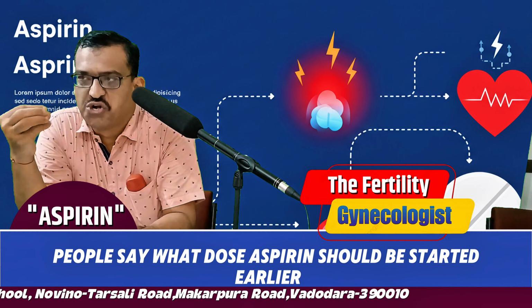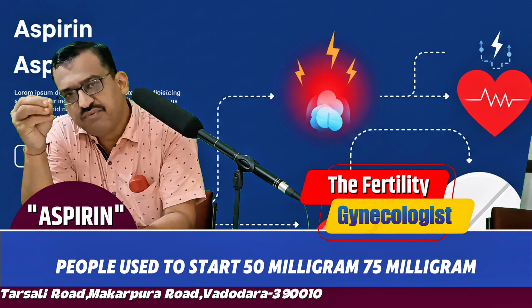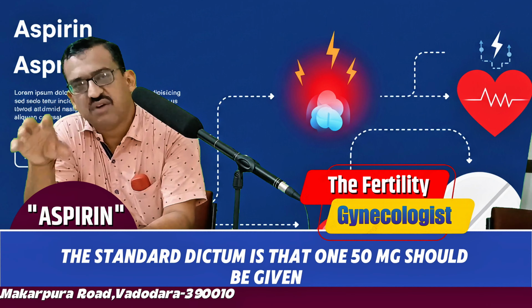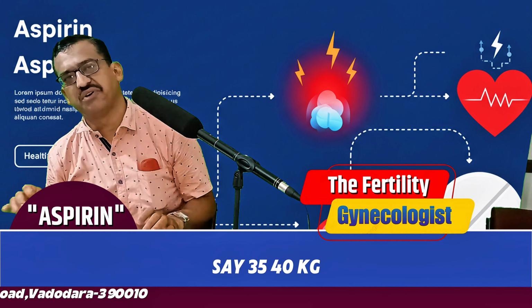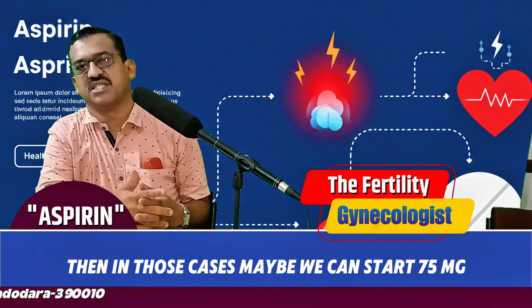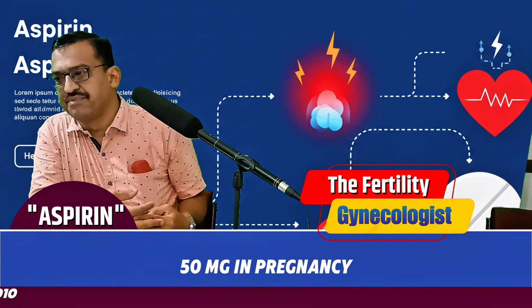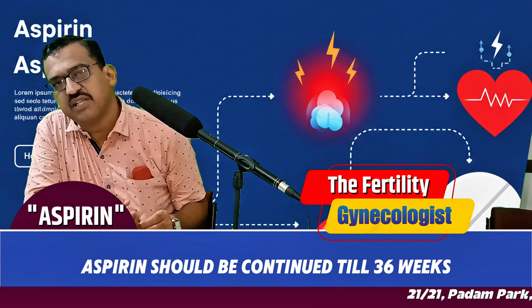People ask, what dose of aspirin should we start? Earlier people used to start 50 milligram, 75 milligram, but nowadays the standard dictum is that 150 milligrams should be given. If the patient's weight is very low, say 35-40 kg, then in those cases maybe we can start 75 milligram, but ideally it should be 150 milligram. In pregnancy, aspirin should be continued till 36 weeks.